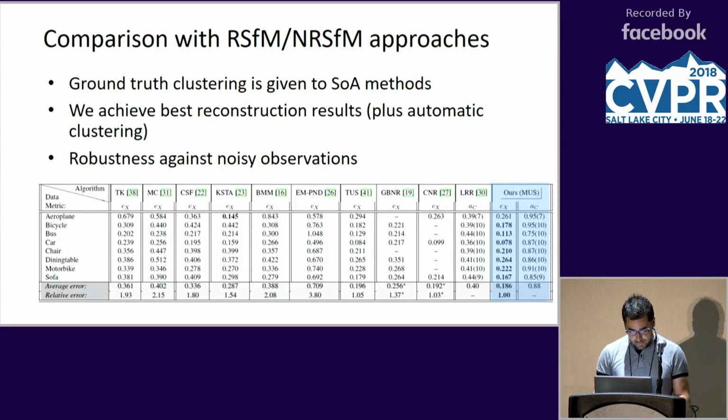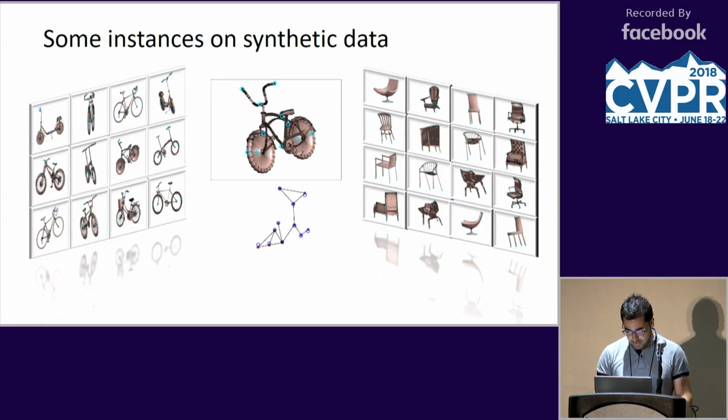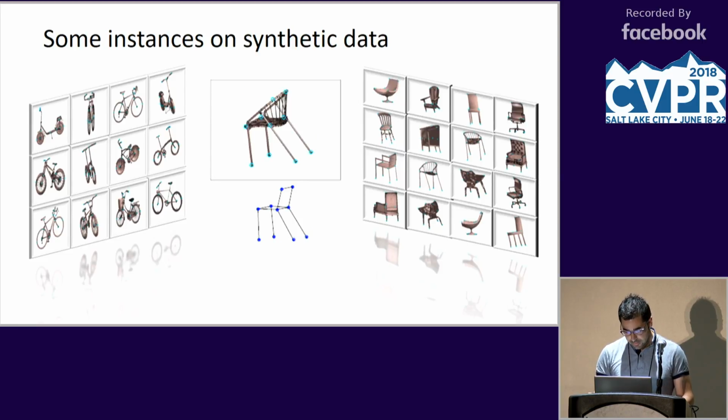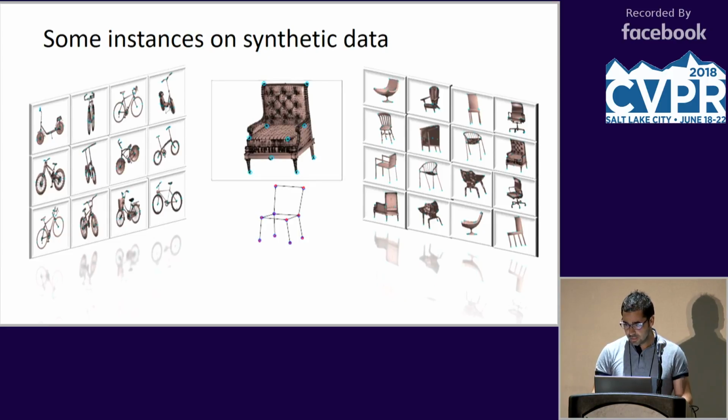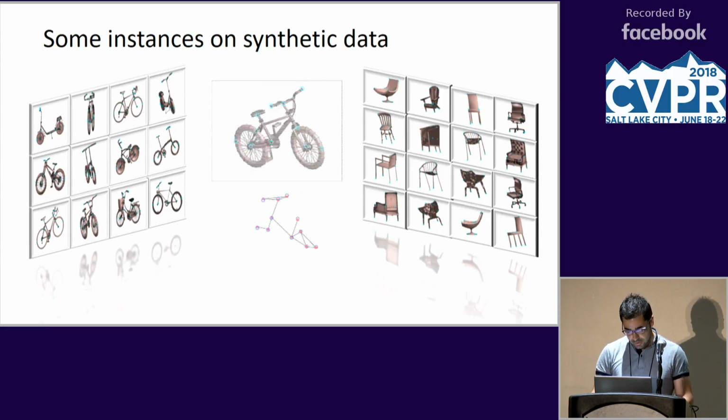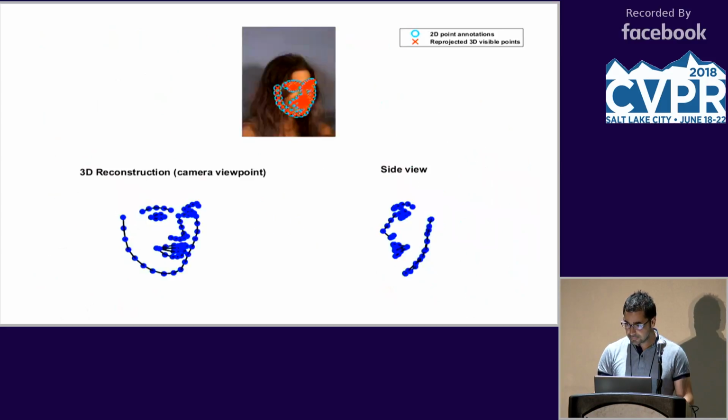We validate our approach on synthetic collections of images, obtaining the best performance in terms of reconstruction and clustering. In addition, we also observe our approach provides robust solutions against noisy observations. Here, let me show you several samples of our estimation on bicycles and chairs.